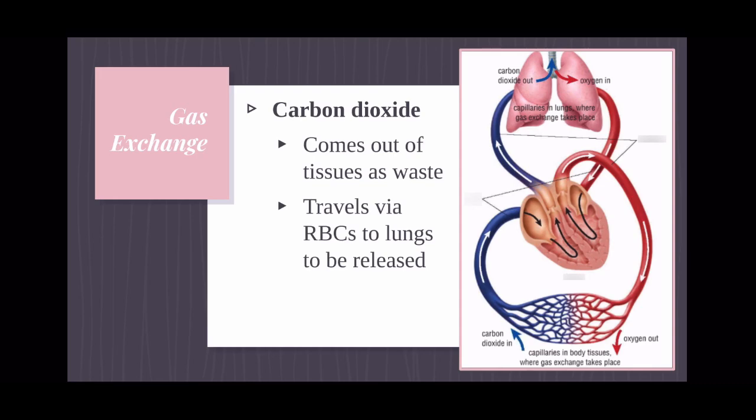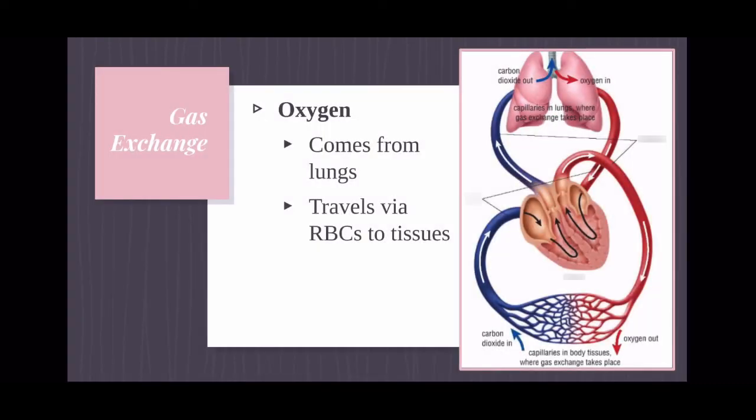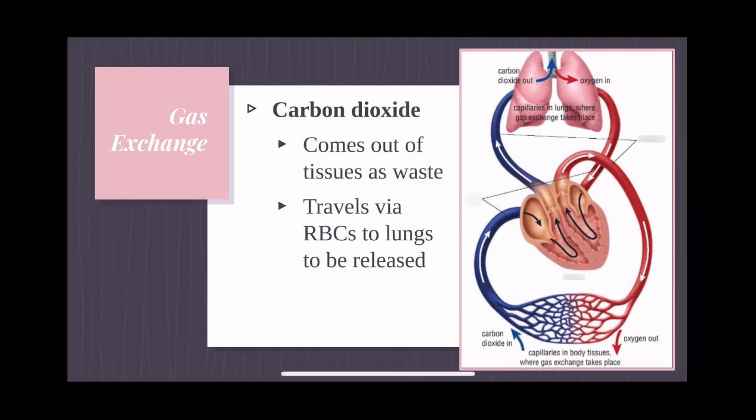Okay, so let's go through that one more time. We have oxygen entering in through the lungs. It's going to travel via your red blood cells to your body's tissues. Then your tissues are going to take that oxygen in, and release the carbon dioxide waste that they're producing. That carbon dioxide is then going to travel via your blood to your lungs to then release it when you breathe out. And that cycle is constantly happening.